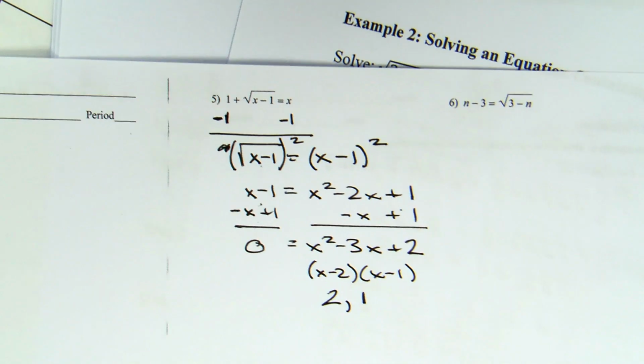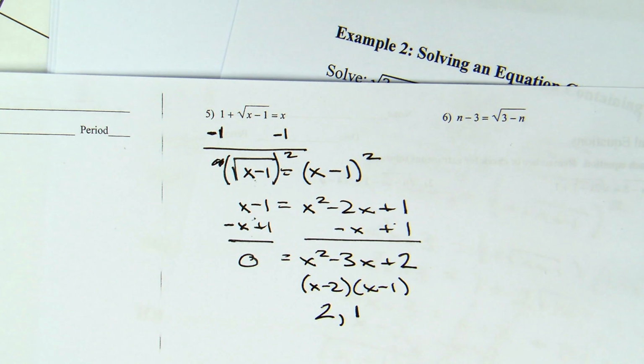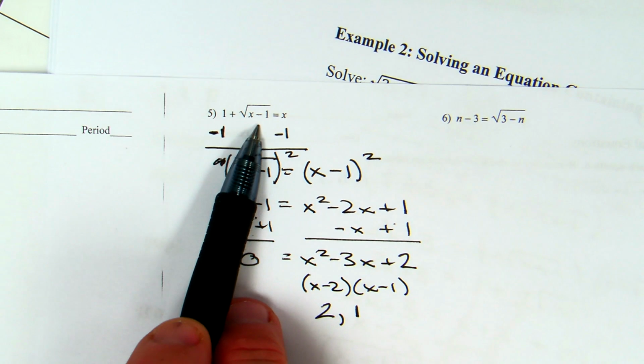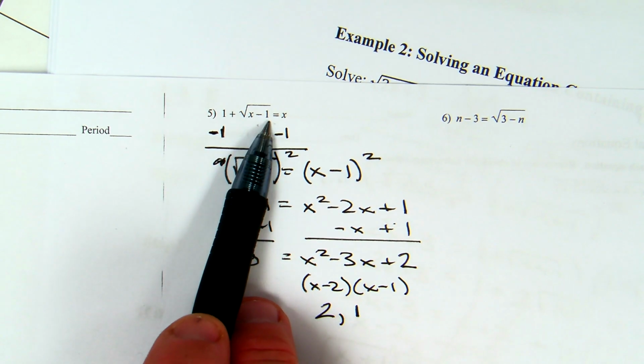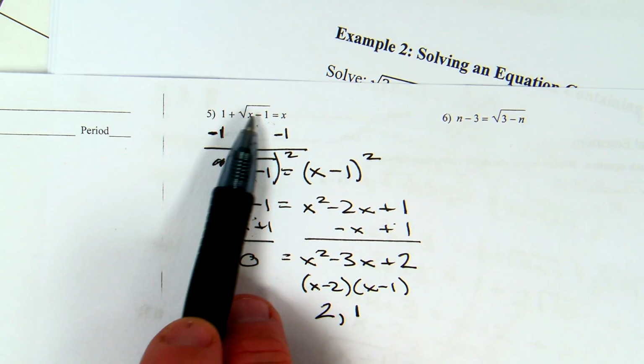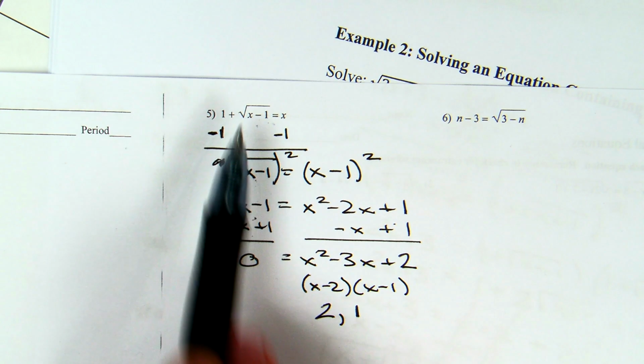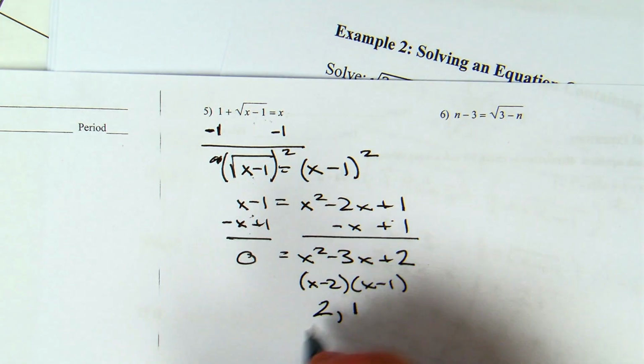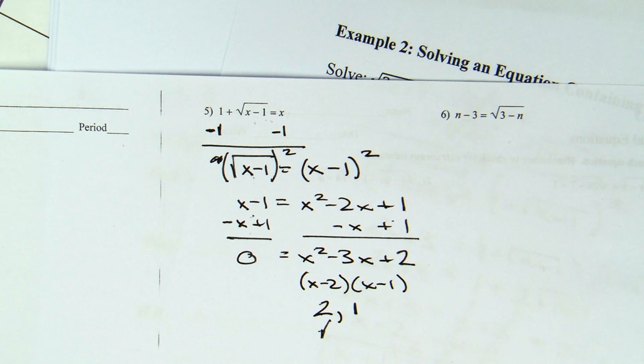What do I then do to the 2 and 1? Plug them back in. When I plug in 2, 2 minus 1 is 1. Square root of 1 is 1. 1 plus 1 is 2 on the left. When I plug it on the right, I also get 2. So I'm good to go.